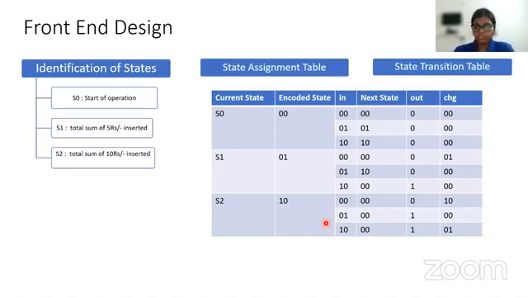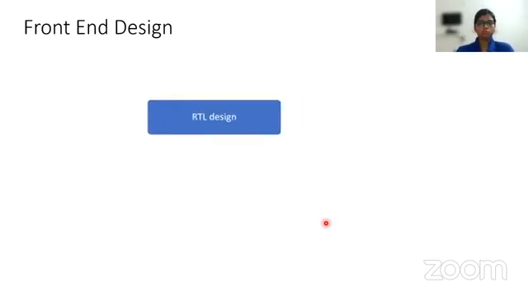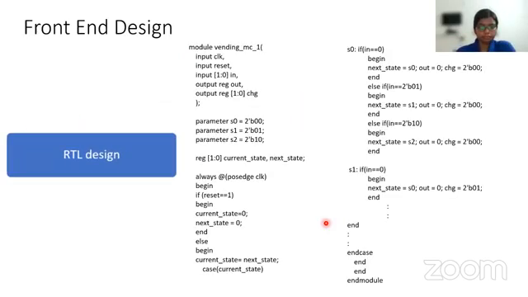So my design specification is finished. Now we'll move to the next step. The next step will be RTL design. So what do we do in RTL design? We have the functionality, right? But we'll also now need an RTL code which will perform this functionality. So we'll need to write an RTL for the functionality itself.